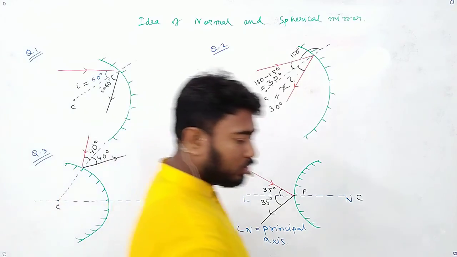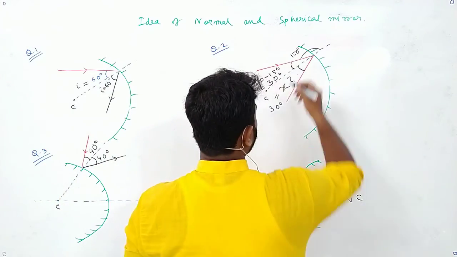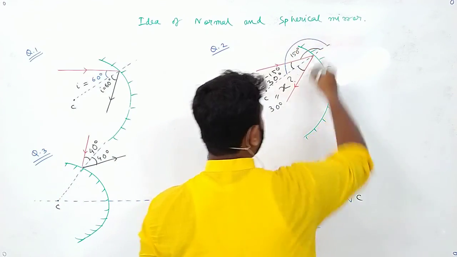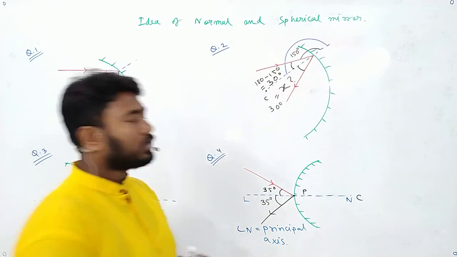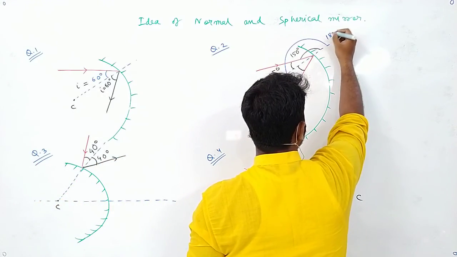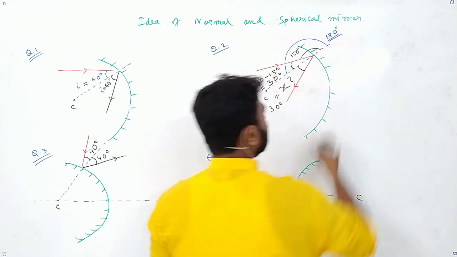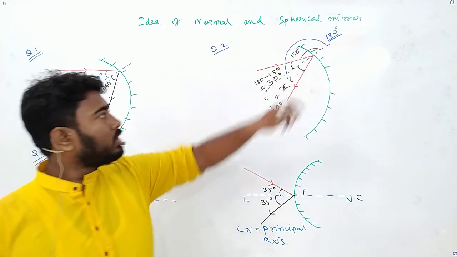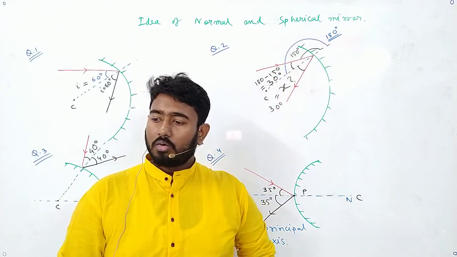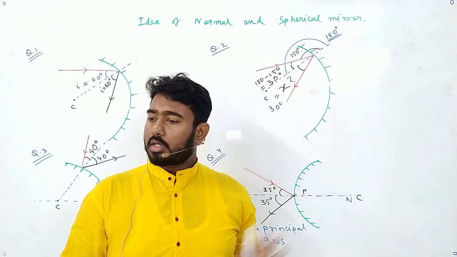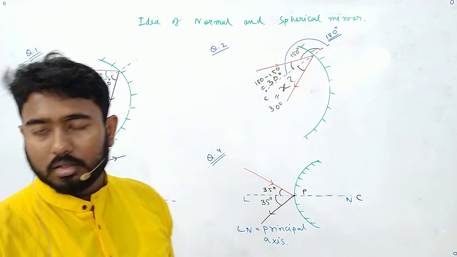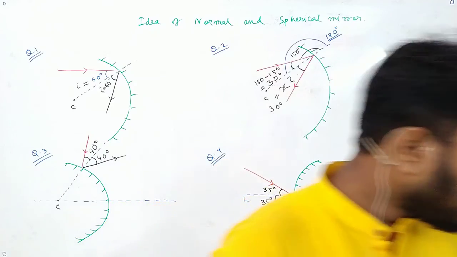Where was the 180 degree? In question number 2, this one is a straight angle. It is a linear pair. This one is 180 degree. Is the idea clear, all of you? Is it completely clear? Okay, now today's class is over.